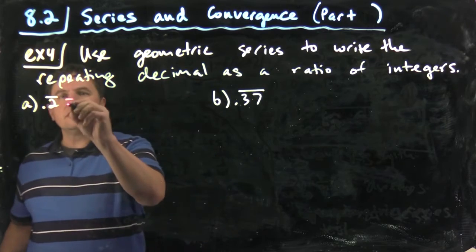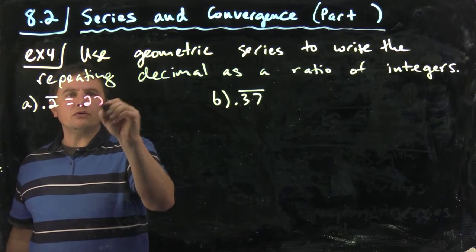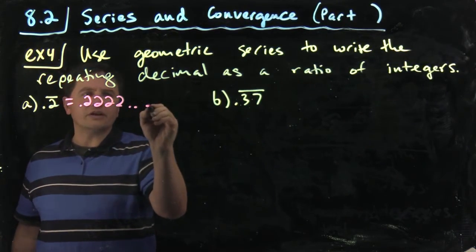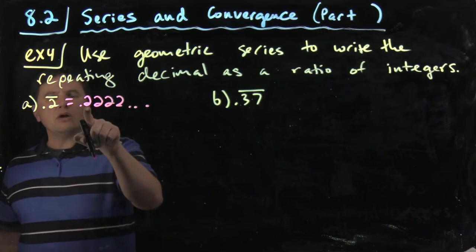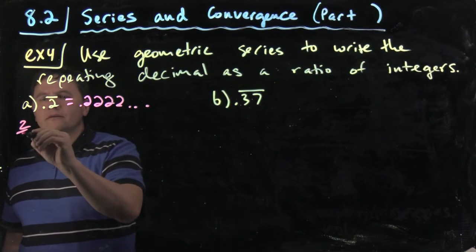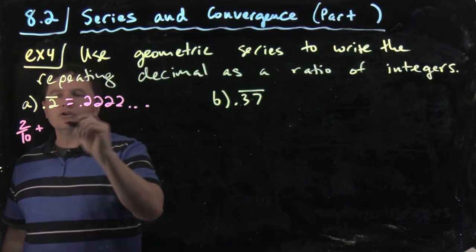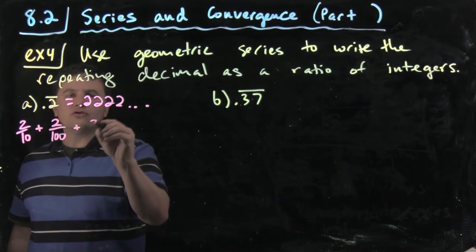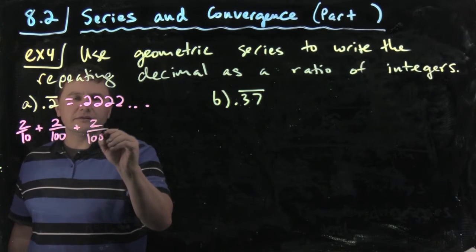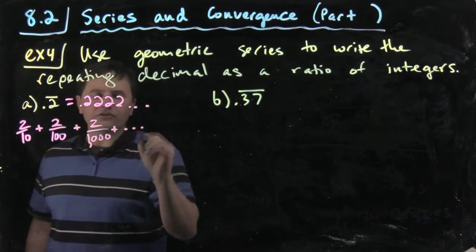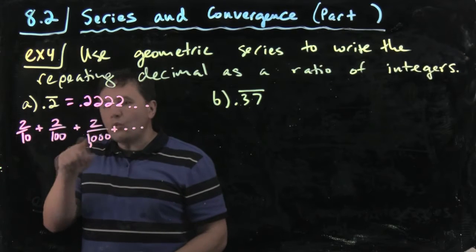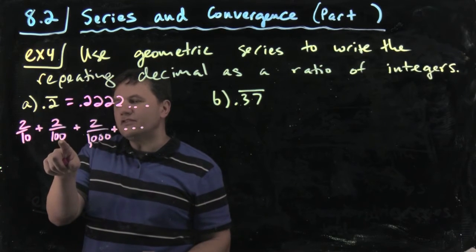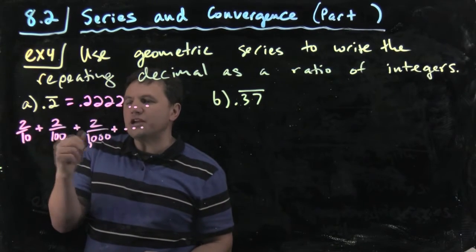So realize, we all know this just means 0.2, 0.2, 0.2, 0.2, et cetera. So what does that mean? Well, this is 2/10, plus 2/100ths, plus 2/1000ths, et cetera, et cetera. Now what that means is this is really a common ratio of 1/10.